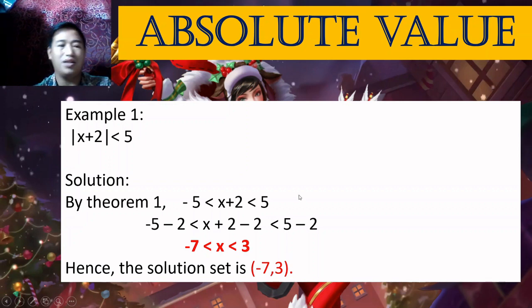What if 4? Let's try 4 to see if it is allowed. 4 plus 2 is 6. The absolute value of 6 is 6, and 6 is not less than 5. False, so 4 is not in the solution set. 3 is also not in it. But values like 2.9 and 2.8 are allowed. Any real value of x works, as long as it is in the interval.